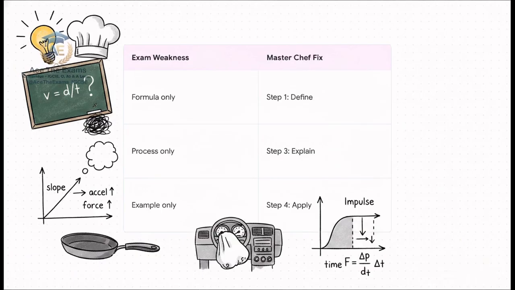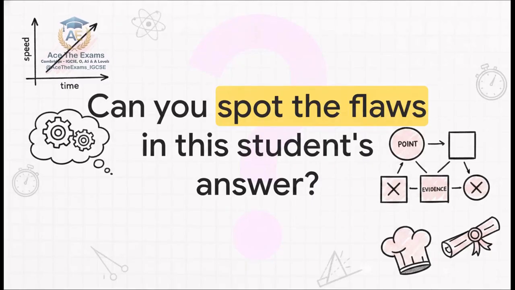Third weakness, giving a real-world example without showing why it follows the laws of physics. You might proudly write down airbags as a safety feature, but you don't justify it. The fix is Step 4, application and justification. You must explicitly explain that airbags work because they increase the time of impact, which therefore reduces the overall force on the passenger, based on the physics of impulse shown by the area under the graph. See the difference?